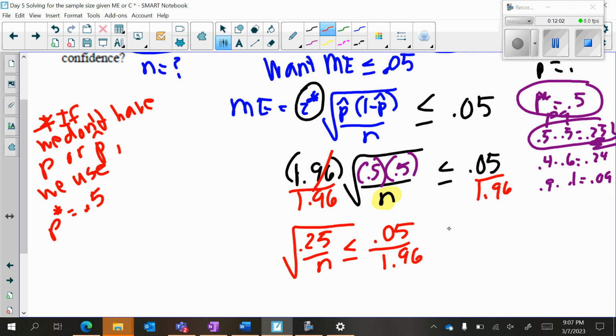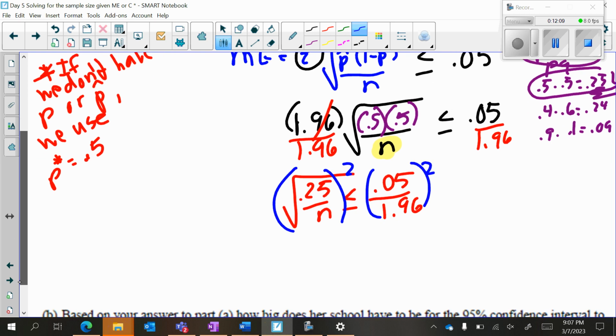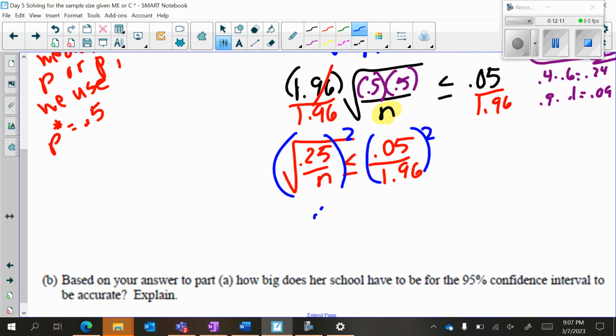Now, how do we get rid of a square root? Well, I'm hoping you're going to say square both sides. So then you're going to have no more square root on the left. You're going to have 0.25 over n is less than or equal to this number. Okay? So now I'm going to go to my calculator. I'm going to plug this in.